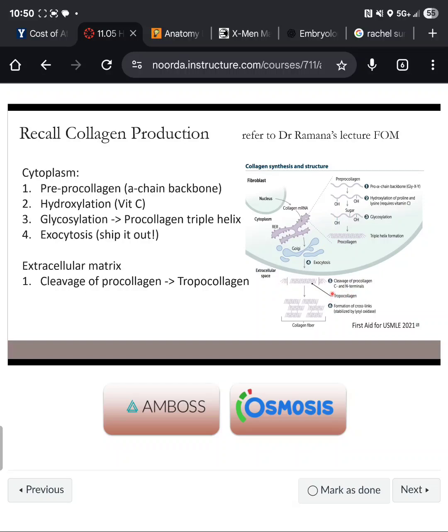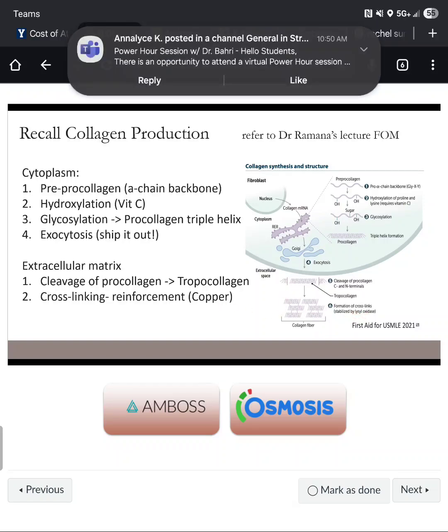So just to recap, we went from pre-procollagen to procollagen to tropocollagen, right? And I like to think of cleavage of the tips forms your trope, your tropocollagen. And eventually the tropocollagen will be cross-linked together as reinforcement via lysyl oxidase. And this enzyme requires copper. And so this reinforces it. You got your really, really thick bundles of collagen.